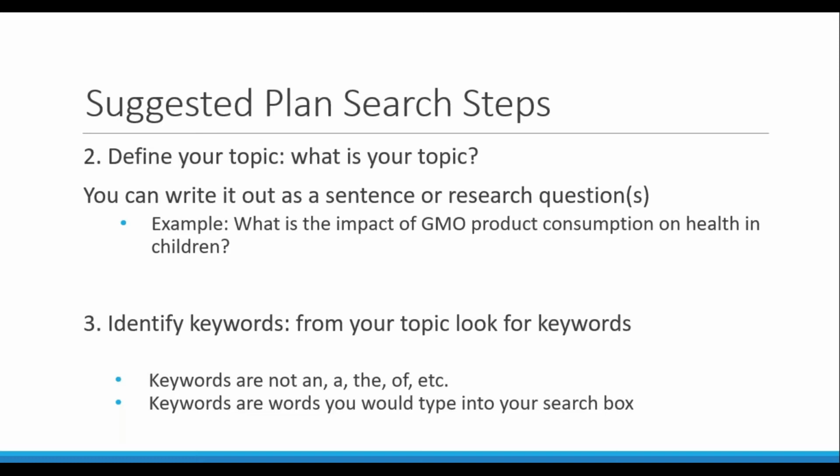Yeah. So sometimes you have to look at the keywords and decide, are these really important or not? And you can always decide that you need to add in another term later on if you get too many results. But I would say for this particular question, the main ones would be GMO, health, and children, the main concepts.